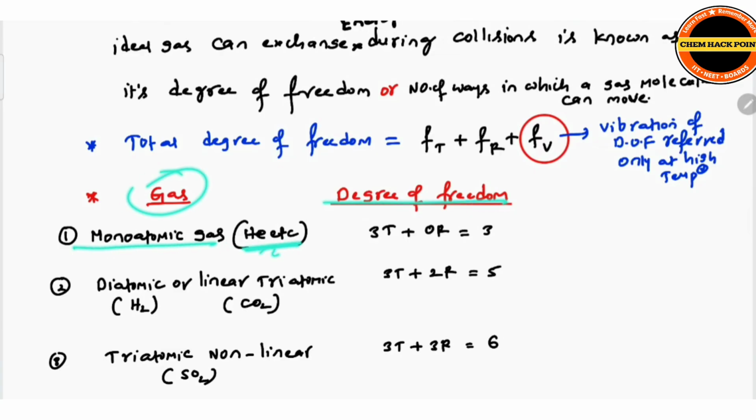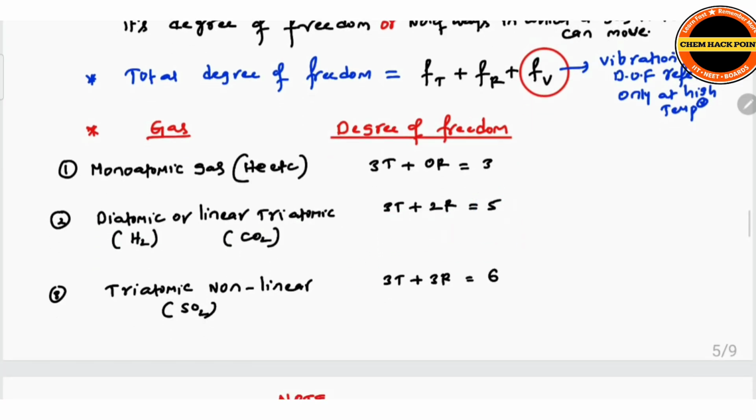Monoatomic gas, where single atoms are present: 3 translational, 0 rotational, because it is a single atom, no rotational motion is considered here. So overall it is 3. Diatomic or linear triatomic: linear triatomic means CO2, diatomic like H2, many examples you can consider in the same category. 3 translational, 2 rotational, total 5.